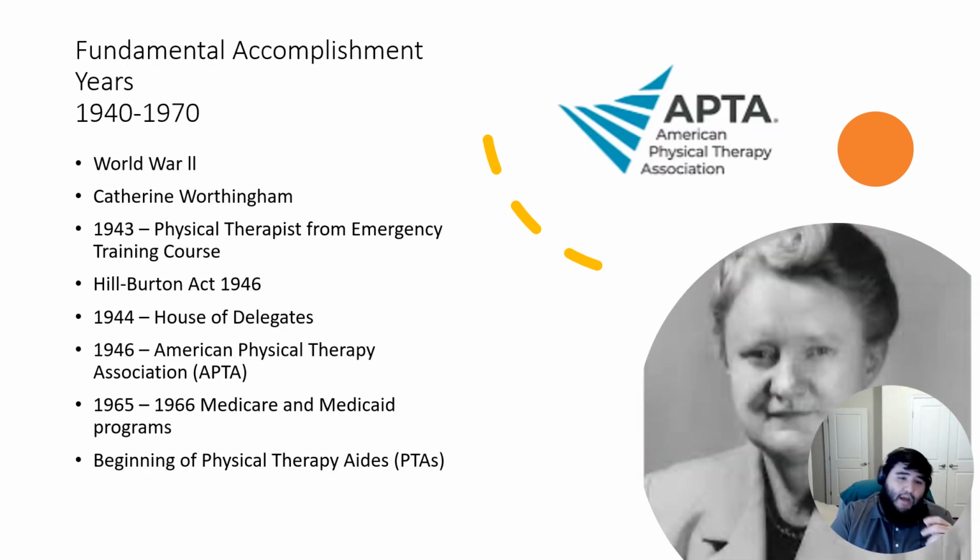For the fundamental accomplishment years, 1940 to 1970, as you know, the Second World War started. Once again, this brought back physical therapy, and it was on the rise once again, with all the disabilities and injured soldiers, of course. At this point, a woman named Catherine Worthingham was the president of the American Physiotherapy Association from 1940 to 1945, and she was the first physical therapist to hold a doctoral degree in anatomy.